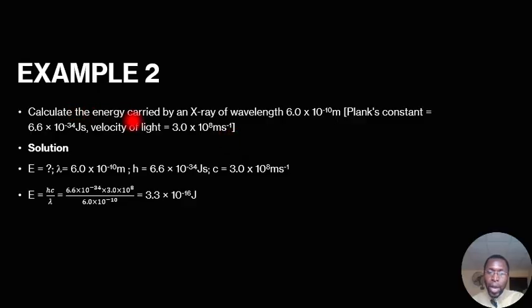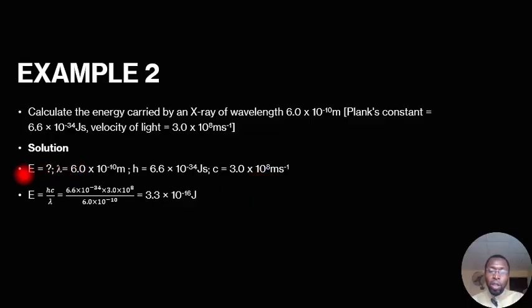Okay, so we have to look for the energy, that's our capital E, unknown, and then we are given the other parameters. We are given the wavelength, that is lambda, to be 6.0 times 10 to the power minus 10 meter. And then our Planck constant, which is h, is 6.6 times 10 to the power minus 34 joule-seconds. It's given in the question already. Velocity of light usually is represented with letter c, so our c is equal to 3.0 times 10 to the power 8 meter per second.